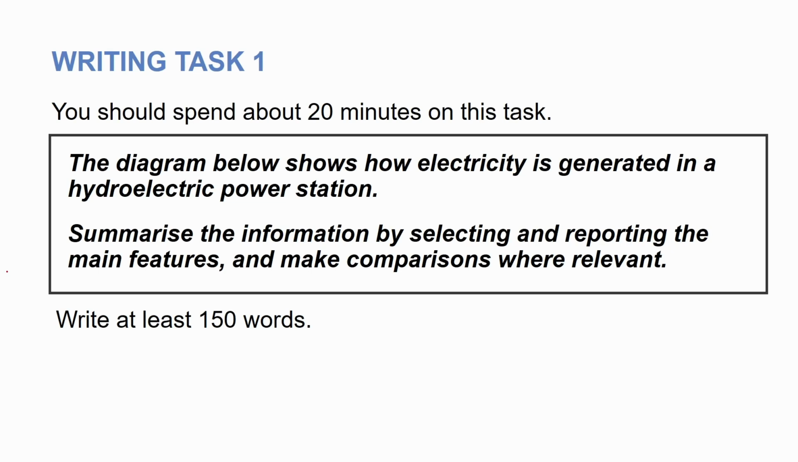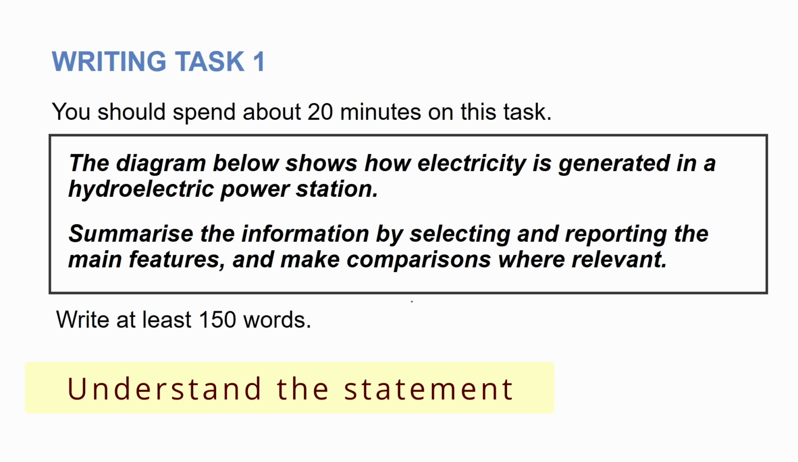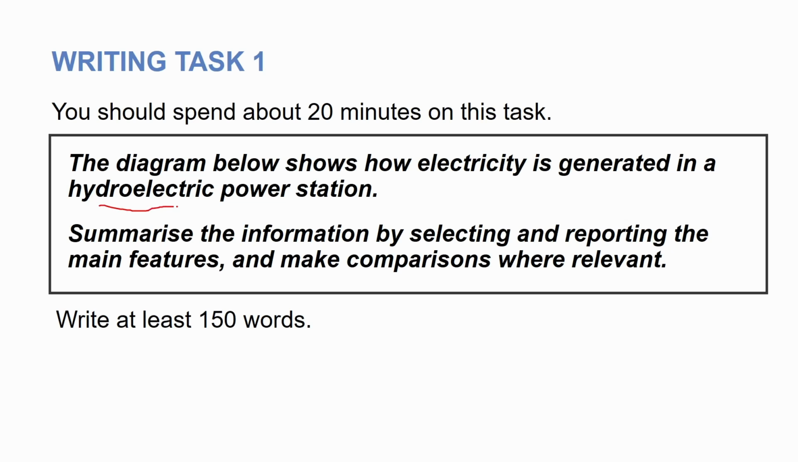All right, let's write another process essay. This one is also from IELTS Academic 14. As usual, we need to understand the statement. The diagram below shows how electricity is generated in a hydroelectric power station. So it's about a hydroelectric power station and how they generate electricity in that.